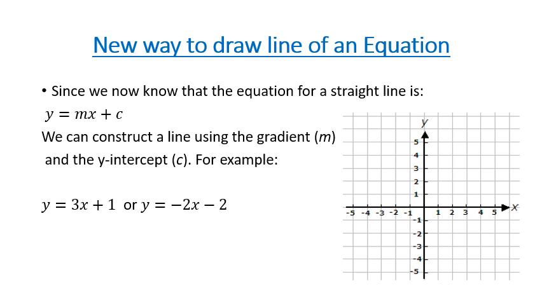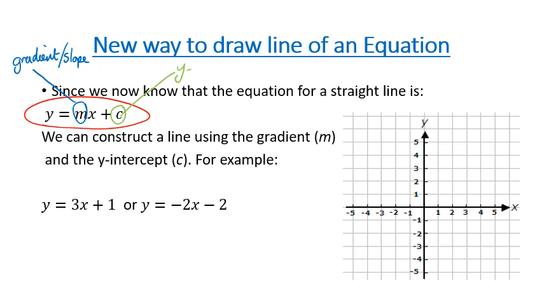So we're now going to talk about a new way to draw a linear equation, or a linear relationship, especially if it is in the gradient intercept form. We know the gradient intercept form is y equals mx plus c, where m is our gradient, or slope, and c is our y-intercept. So essentially we can use m and c, or our gradient and our y-intercept, to construct lines. First thing we need to identify is the y-intercept.